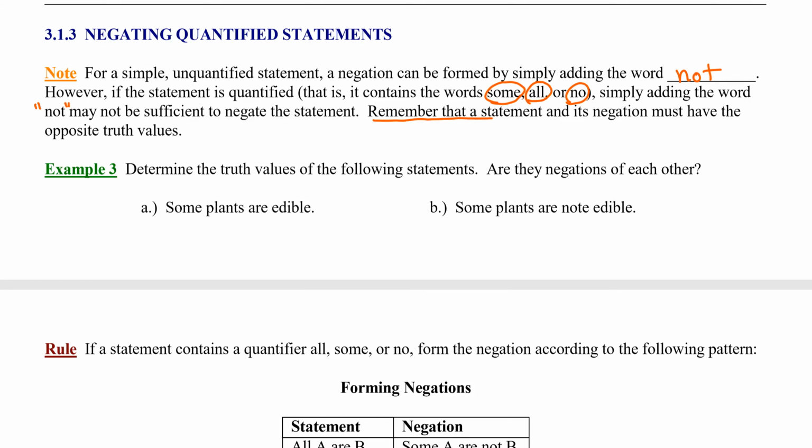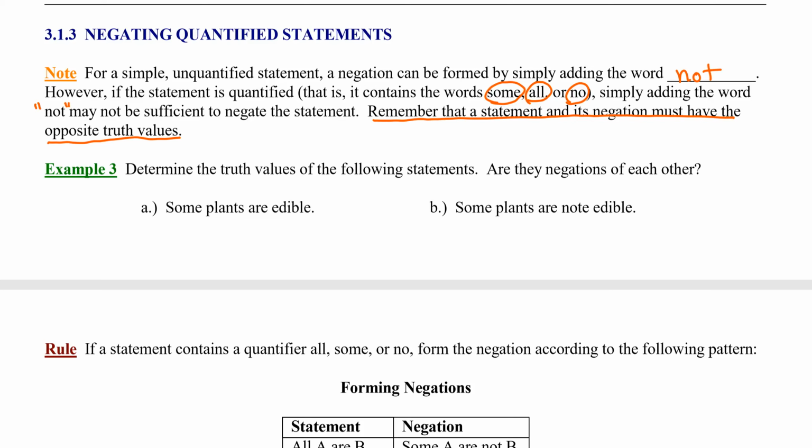Remember that a statement and its negation must have the opposite truth values. So to test if we have actually formed the negation of a statement, we can compare truth values. A statement and its negation must have opposite truth values. Example 3. Determine the truth values of the following statements and then decide, are they negations of each other? Now first just listen to these statements.